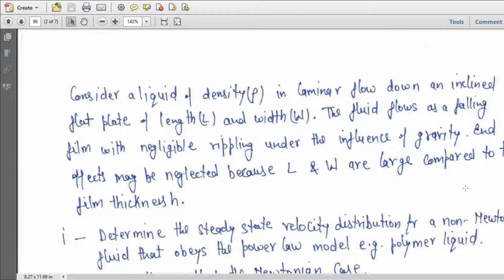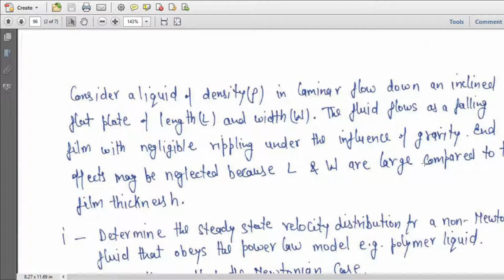So this is the problem statement. Consider a liquid of density ρ in laminar flow down an inclined flat plate of length L and width W. The fluid flows as a falling film with negligible rippling under the influence of gravity, and end effects may be neglected because length and width are large compared to film thickness h.